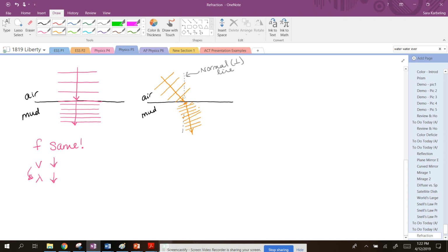But we're going to write down here that in this case, what happens to the frequency? Same. The velocity goes down, the wavelength goes down, and as this happens, we're going to look at these angles here. This angle here I'm going to call theta I. This is the angle of incidence. And this one over here I'm going to call theta R. This is the angle of refraction.